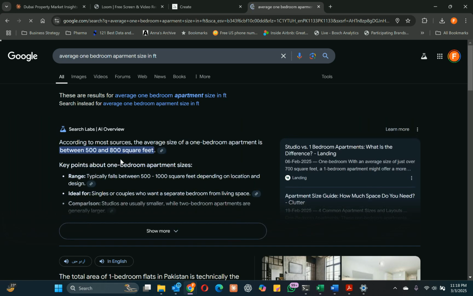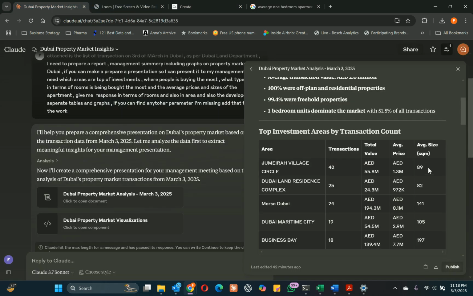So fine, yeah, 800 square feet. So 900 square feet is correct. So 800 square meter is good. I'm really bad with the land sizes, so I have to use Google for that or any other tool I can find. Dubai Land Residence Complex, 25 transactions were done at 82.